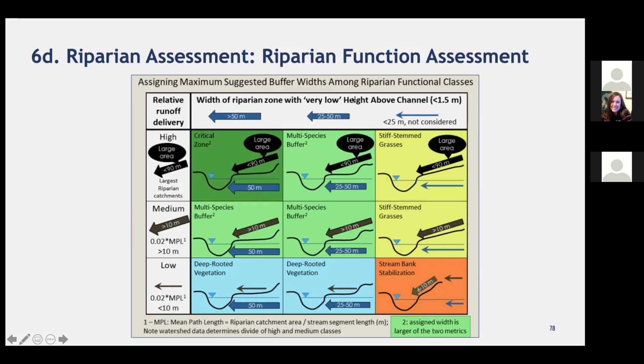If we look at height above channel, we can think about, again, changing the width of those buffers based on height above channel. What that allows us to visualize is that, for example, in areas that we would identify as critical zone, we might have relatively large areas where we might be receiving runoff from, and our width of height above channel may also be approximately 50 meters. So again, really thinking about these two factors as we assess riparian function is a critical step of this piece.